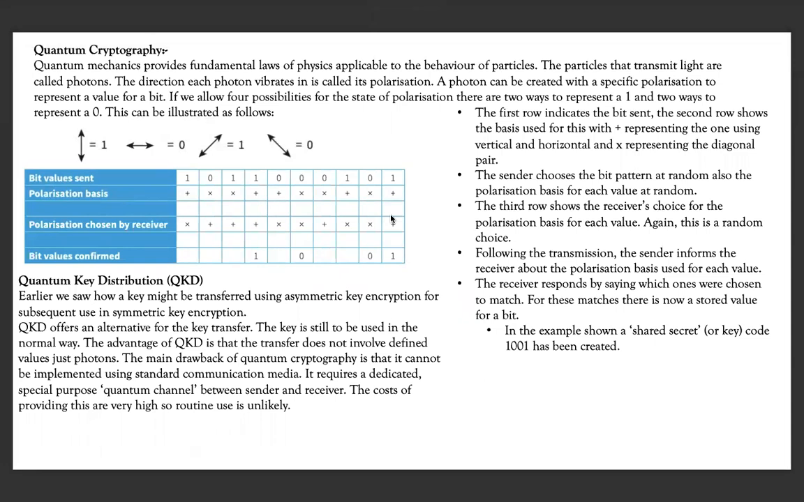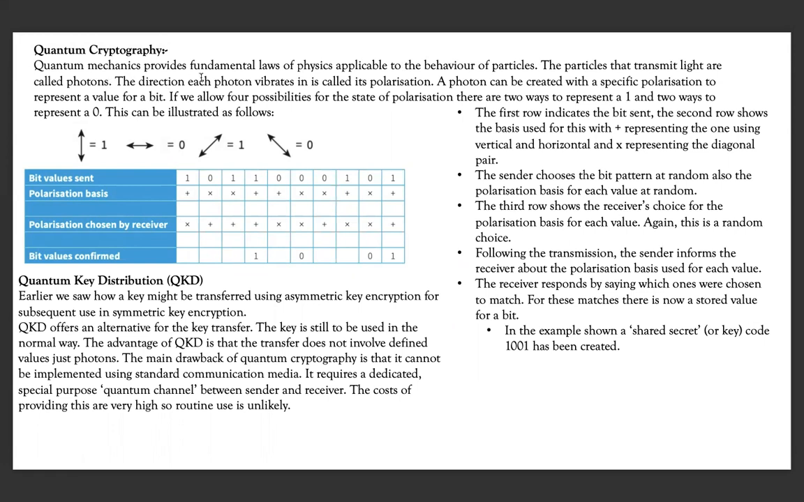There's been a lot of talk in current times about quantum computers and how physics and photons have an impact on computing and data transfer, and quantum cryptography also relies on a similar concept. It revolves around quantum mechanics, the laws of which provide fundamental laws of physics applicable to the behavior of particles. The particles that transmit light are called photons, and we are using these photons to transfer data.